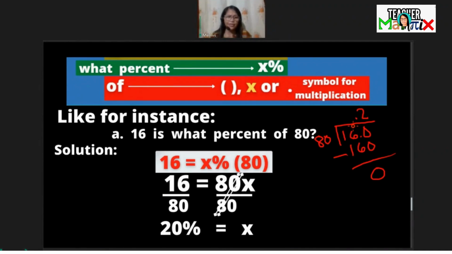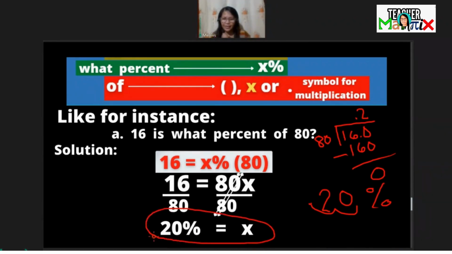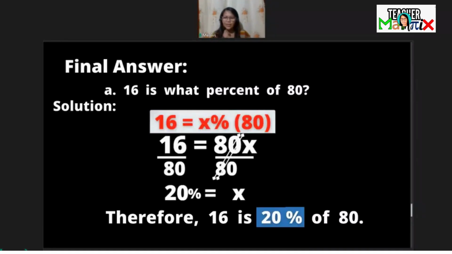This is not the answer yet. The question is percent. So meaning the 0.2 should be converted into percent. Remember, 0.2 is just a decimal number. So when we convert this into a percent, let's move twice to the right. So let's move 1, 2. So it is now in the form of a percent. So therefore, the value of x is 20%. Okay, we have here the 20%, and our final answer is 16 is 20% of 80.